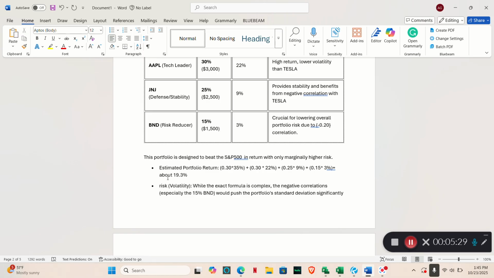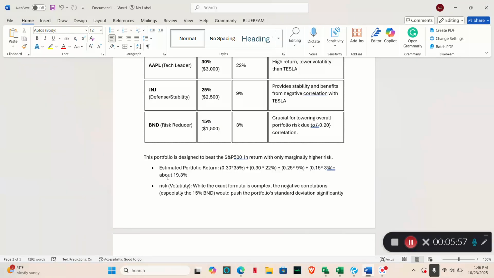The estimated portfolio return would be: 30% of our money times the 35% return, plus the other 30% of our money times the return rate of 22%, plus 25% of our money multiplied by the return rate of 9%, and 15% of our money times the 3% return rate, which equals about 19.3%.